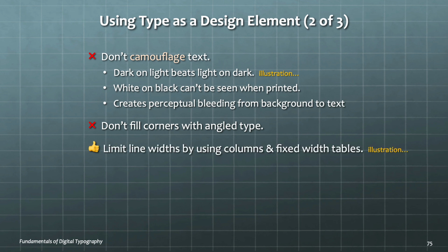Limit line widths by using columns and fixed width tables. The reason why things are published in columns both on the web and in books is that it's easier to read something where your eye is only scanning text a short distance to the end of a column and then going back to the beginning of the next line, versus going a long way over to the right side of the whole page and then jumping all the way back. The ideal line length for a column is 50 to 75 characters per line.